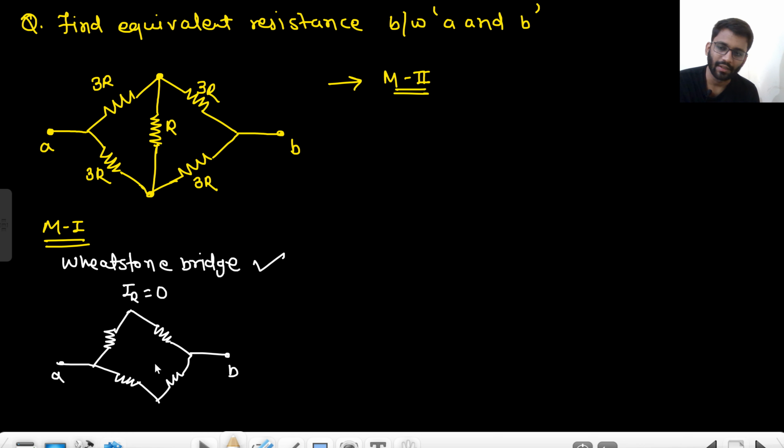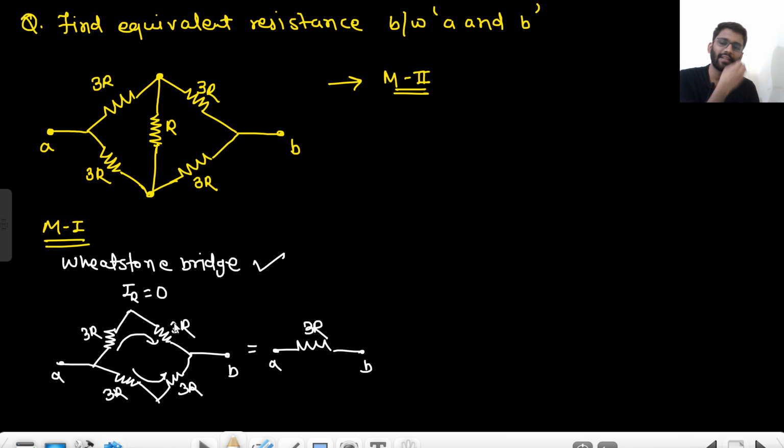A, B, 3R, 3R, 3R and 3R. So tell me, will this 3R, 3R come in series? Yes, it will come in series. And this 3R, 3R also come in series. So 3R, 3R gives me 6R, and the other 3R, 3R gives me 6R, and 6R and 6R will be in parallel, so it will give me 3R. The final resistance between A and B will be 3R. Are you getting this point?